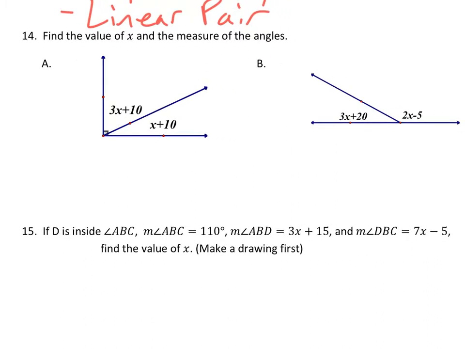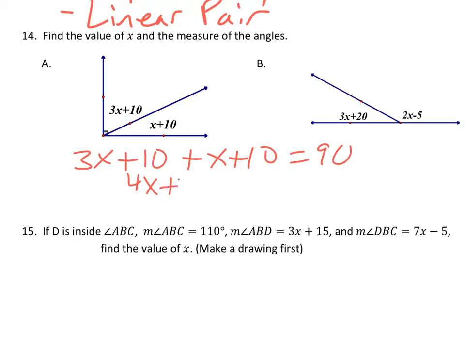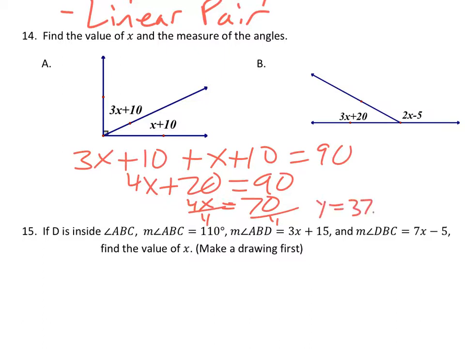Here we got some pairs of angles. Now these two are going to add up to 90 because that right there means 90 degrees. So the two angles, 3x plus 10 and x plus 10, add to 90. So we end up with 4x plus 20 equals 90. Subtract 20 from both sides, and you get 70. Divide by 4. Well, if we divide 70 by 2, we get 35. Cut that in half, we get 17.5. So x is 37.5? All right?